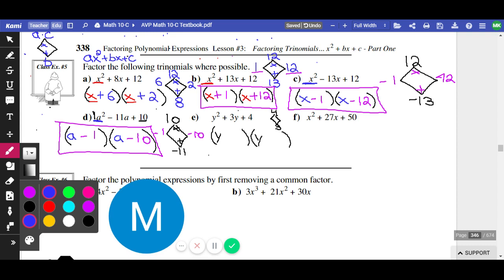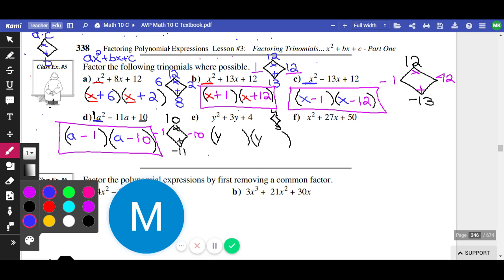Brain is stumped. 2 and 2, 1 and 2. No, that doesn't work. Anybody get one? So, when you get stuck, right, and you can't figure out what multiplies to be 4 and adds to be 3, we make our chart.